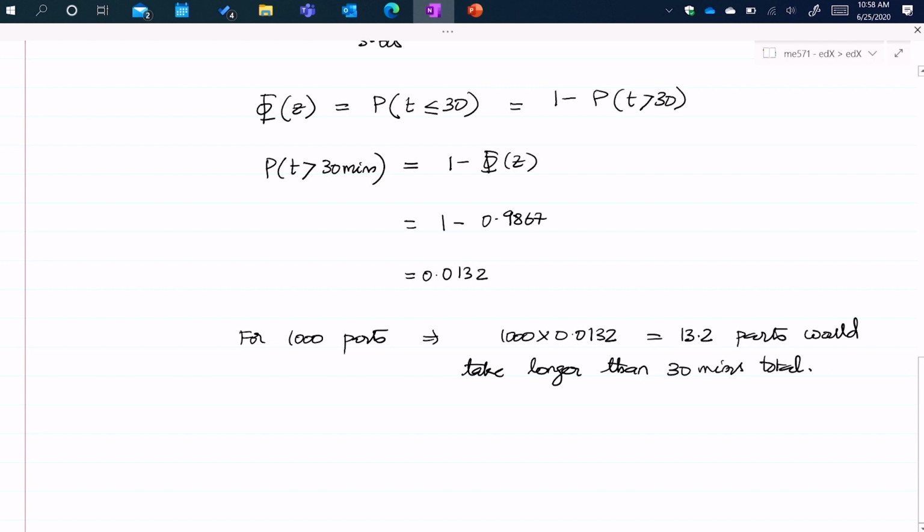With that, we are done with the examples of normal distribution. With that, we are done with this module 4.2, examples of normal distribution.